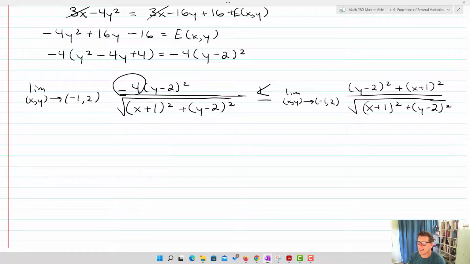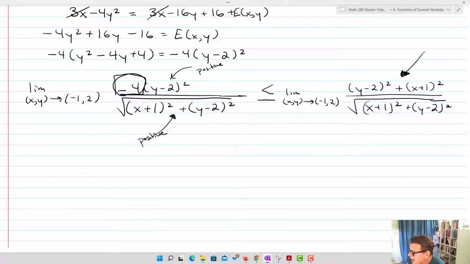All right, so let's pause for a second to see why this makes some sense. Y minus 2 squared is positive. Negative 4 is negative. We multiply a negative number times a positive number, and we get a negative number. At the bottom, that's a positive number because both of the values are squared and we're adding them together. So we have a negative divided by a positive. Well, the limit as xy approaches negative 1, 2 is, in fact, less than or equal to whatever we get for this.